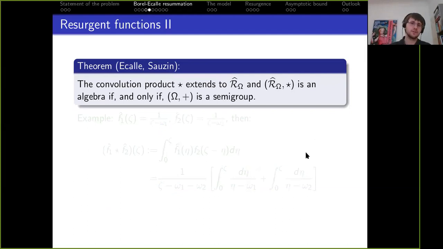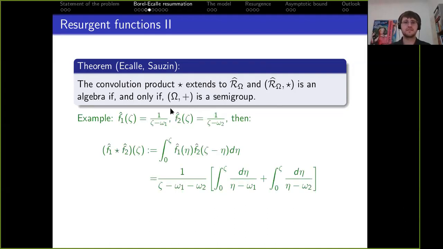One very important theorem by Ecalle, for which Sauzin, in his introduction to resurgence and summability, gives a very explicit proof, is that the convolution product of omega resurgent functions is still a resurgent function if and only if your set of singularities is stable under addition. And it's very easy to see that it's needed, because take some of the most simple resurgent functions.